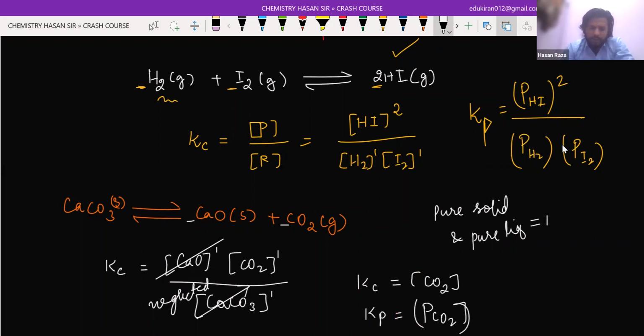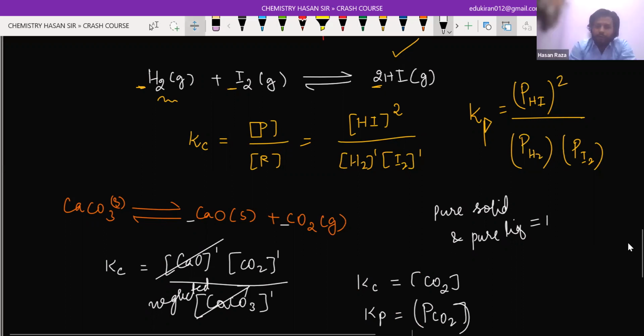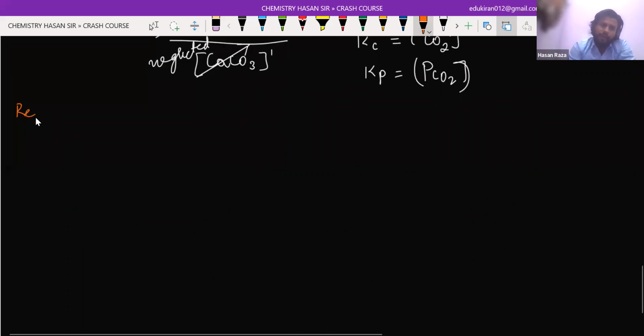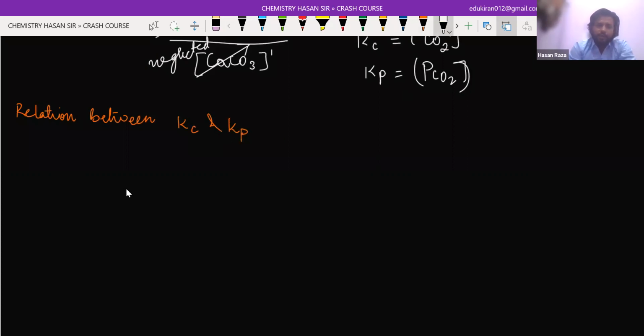This is very important. Can I change the slide? Yes, sir. Okay. Now the next thing, which is also very important, is the relation between Kc and Kp. Can anyone tell me the formula relating Kc and Kp? Okay, I'm going to write it. Kp is equal to Kc (RT) raised to the power delta ng.